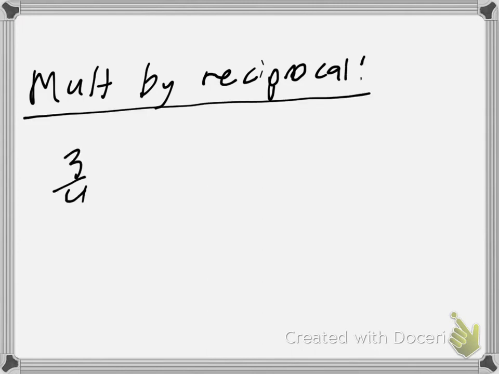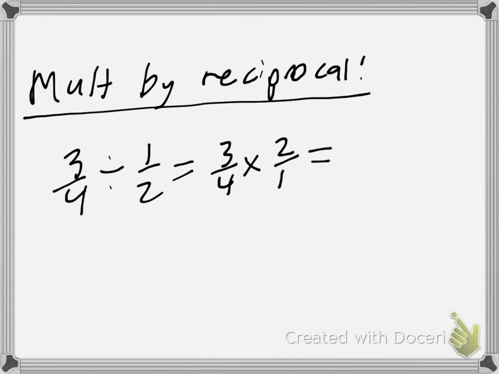Alright, so the final method for dividing is multiplying by the reciprocal, and that's just simply taking the original 3/4 divided by half and calling it 3/4 times the reciprocal of 1/2. And reciprocal just means flip the fraction over. So the reciprocal of 1/2 is 2/1. And so when we multiply fractions, you multiply across, so that's 6/4.